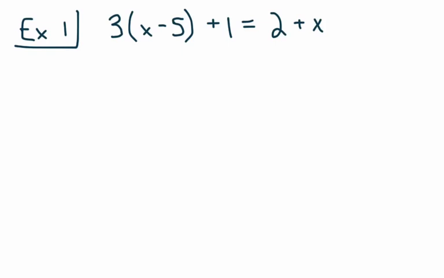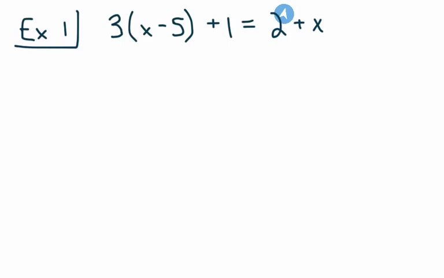For our first example, we have 3 times the quantity x minus 5, plus 1, is equal to 2 plus x. When I say times the quantity, that's my way of referring to the grouping symbols there: 3 times the quantity x minus 5. Now, what we want to do here is simplify both sides of our equal sign first. Because we have parentheses, we can clearly see that on the left side we have some simplifying to do.